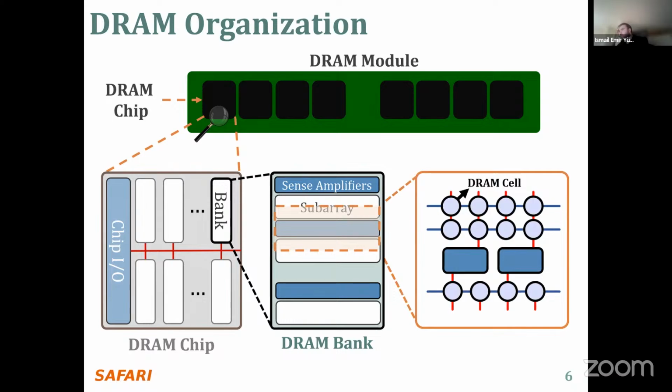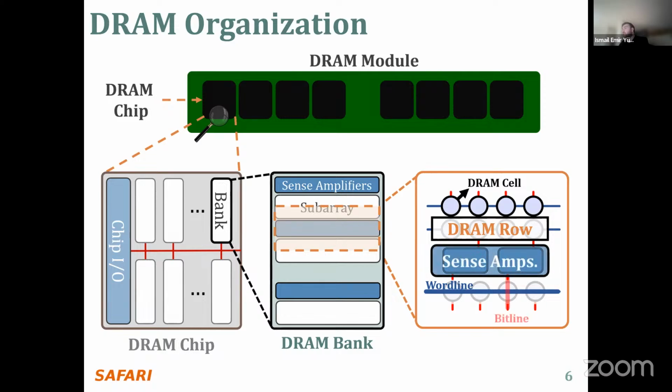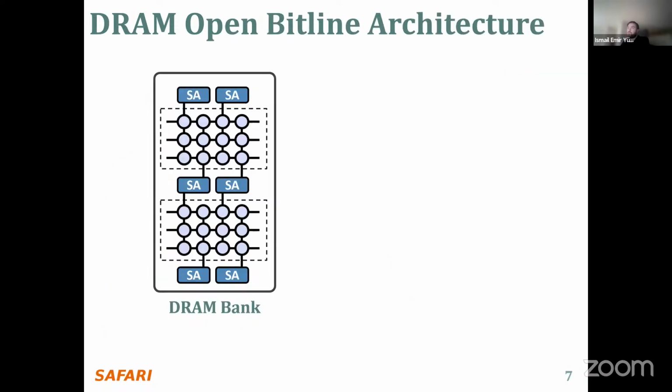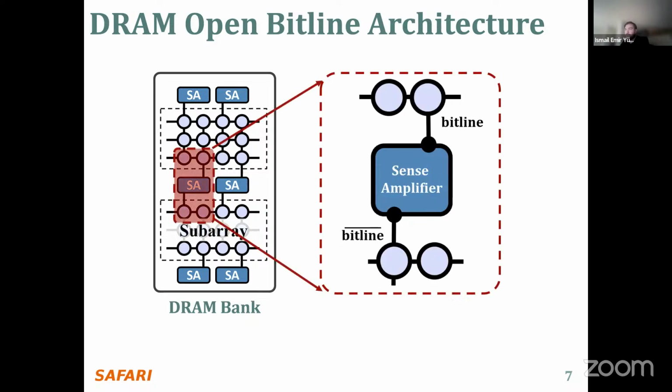Now, when we take a close look at the subarray and sense amplifier region, we see that a subarray is organized as a two-dimensional array of DRAM cells, and a row of DRAM cells is called a DRAM row, connected through the word line. And the column of cells are connected to sense amplifiers through bit lines. In modern DRAM chips, we have an architecture called the DRAM open bitline architecture. Here, the important part is that two subarrays share a common sense amplifier, and they're connected through the bit lines. In the upper subarray, we have the bit line. In the lower subarray, we have the bit line bar.